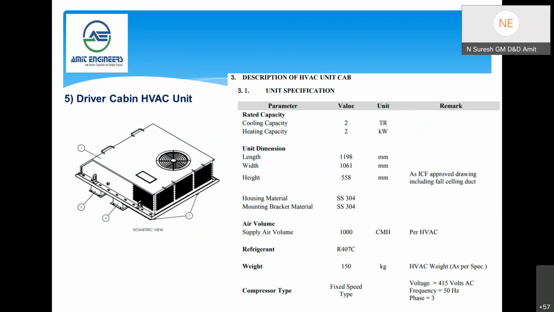So this is about the driver cab unit. Even though it is a small capacity, it is also important. Yes, we are providing a driver cab unit. This is 2 TR capacity and heating of 2 kilowatt. The dimensions are 1.1, 1, and 0.5 meters. Structure of SS, airflow of 1000 cmh. Again here it is R407C refrigerant.